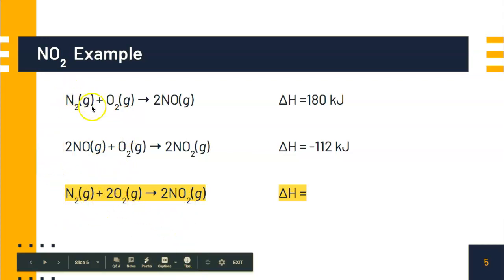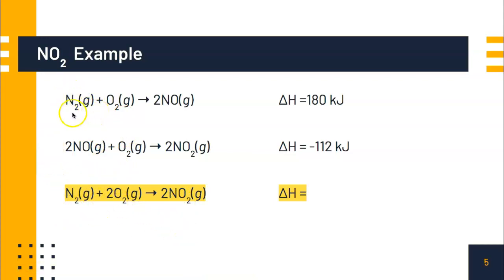So if we look up at our first one, well, here we've already got our diatomic nitrogen. So that might be a good starting place. Let's check our second equation. Nope, we've got nitrogen monoxide, we've got oxygen. So we're going to start with this first equation.